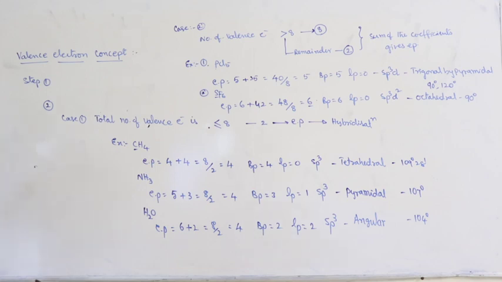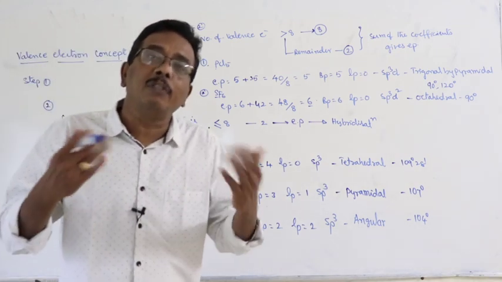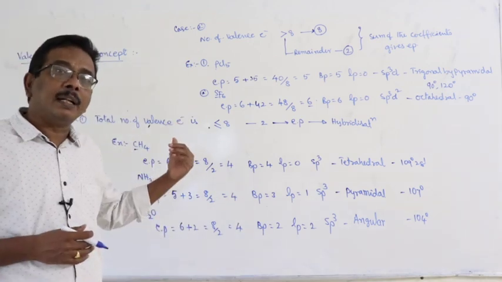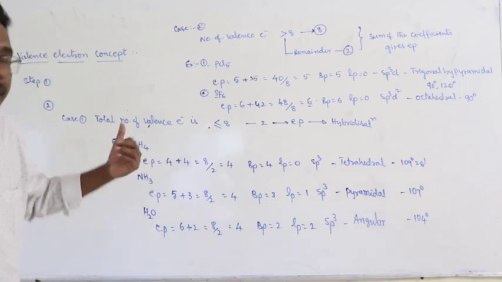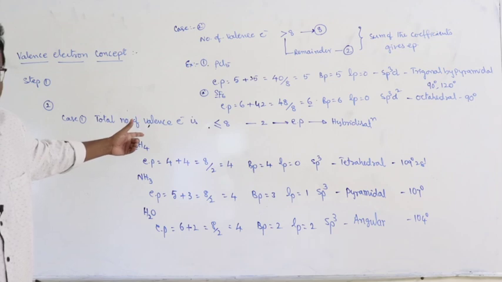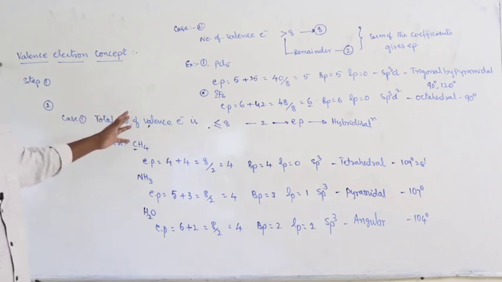And here what is the advantage of the valence electron pair theory? The advantage is that it is applicable for molecules with more than one central atom. In the previous concept, that is applicable for only molecules with one central atom. But here this can be applicable for any molecule, particularly covalent compounds.